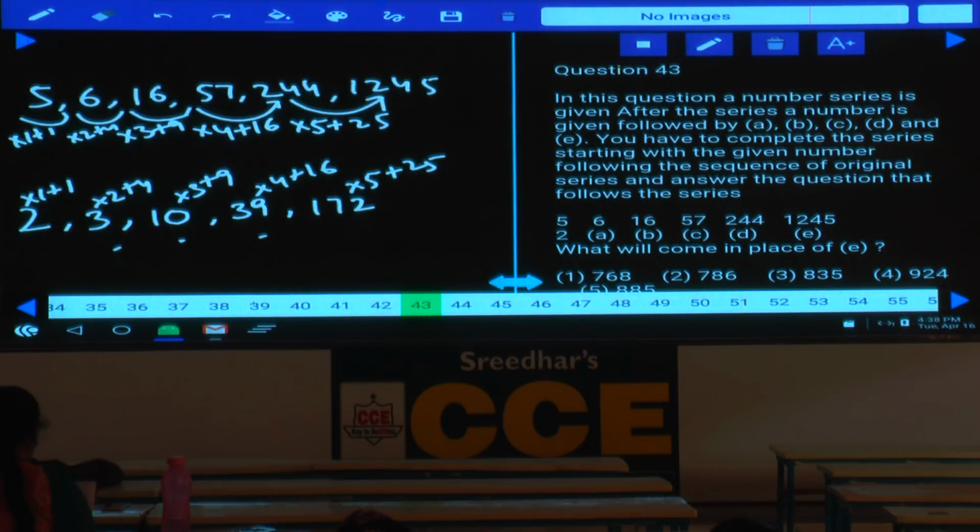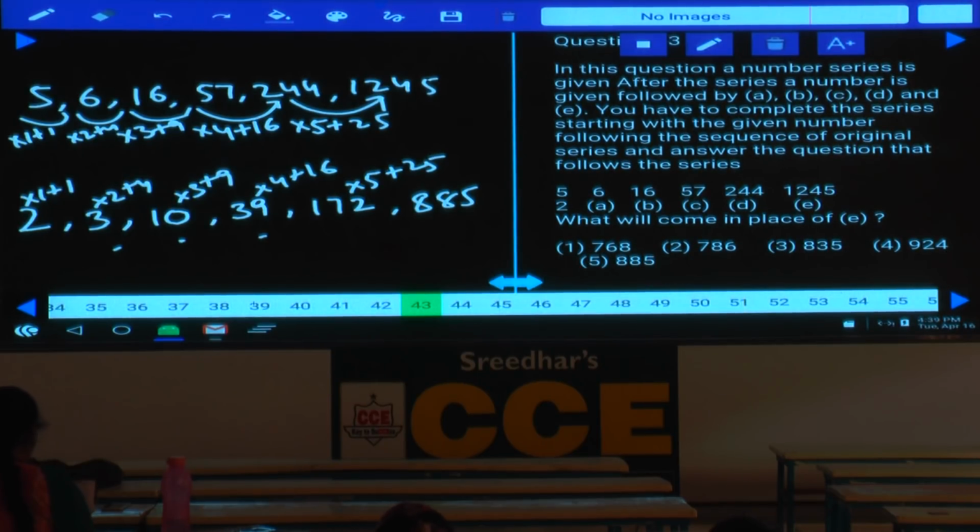172 into 5 plus 25. What is the number here? Now that will be 885. 885 and given in choice 5. Into 1 plus 1 square, into 2 plus 2 square, into 3 plus 3 square, into 4 plus 4 square, and into 5 plus 5 square. That will be 885.